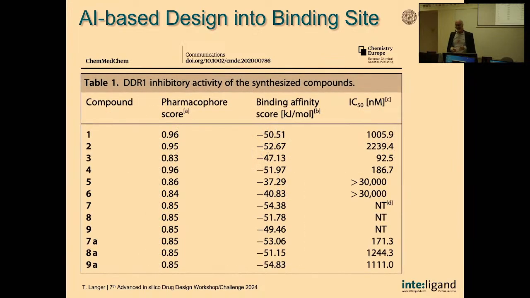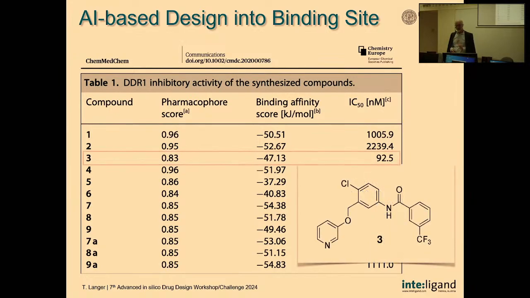And they decided to synthesize something like 12 or 13 of the top-ranked compounds. And 9 out of them were active, and 1 was in the double-digit nanomolar range, and this was this molecule. So without having anything at the beginning, using a structure-based pharmacophore, generating new molecules, synthesizing, testing, they got this nice hit from the beginning.